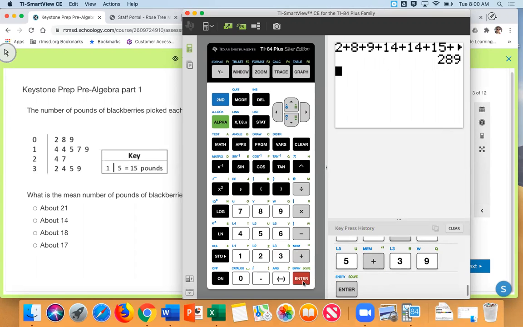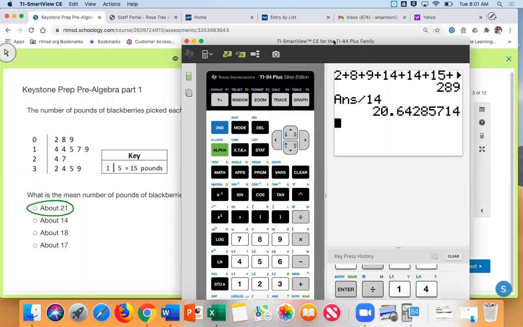All right, now we have to figure out how many numbers we have. So I count them up. I have 1, 2, 3, 4, 5, 6, 7, 8, 9, 10, 11, 12, 13, 14. 14, right? We in agreement? We have 14 numbers. So I do 289 divided by 14. And I get 20.6, which is going to be about 21. All right, moving on.